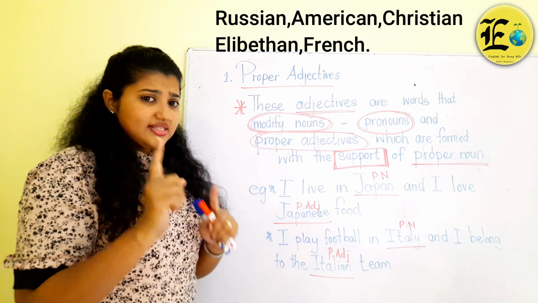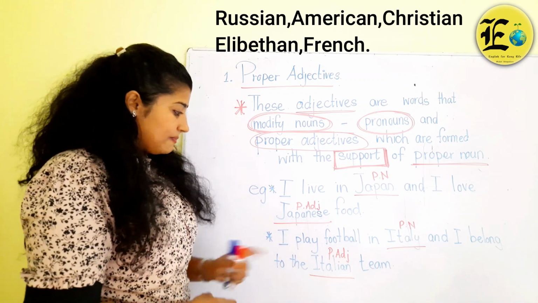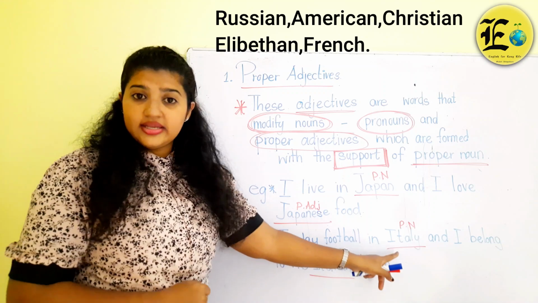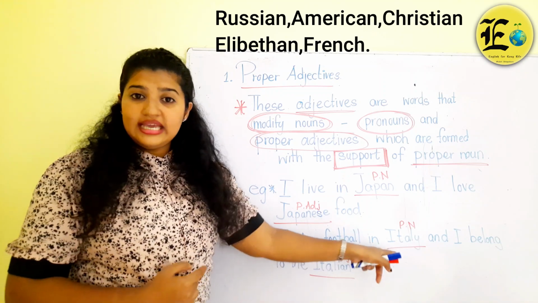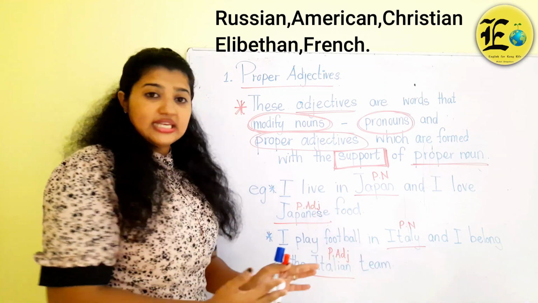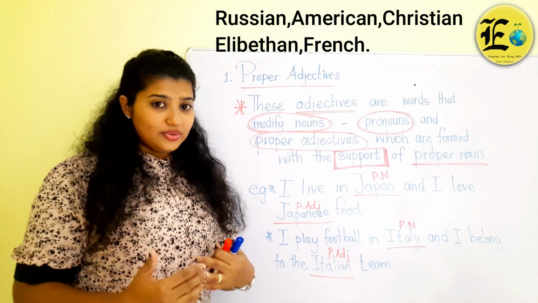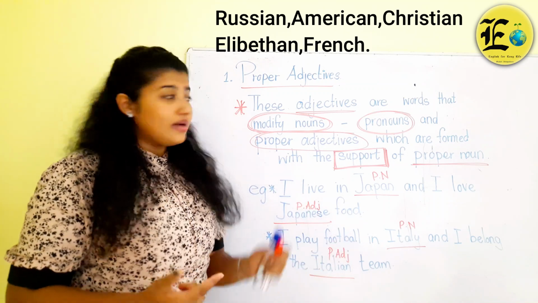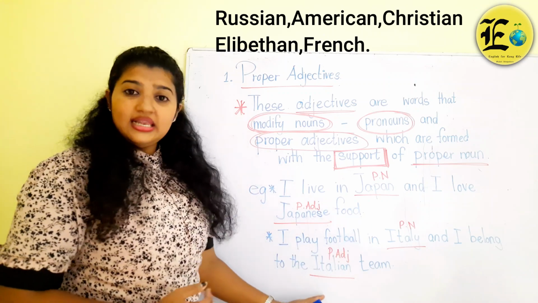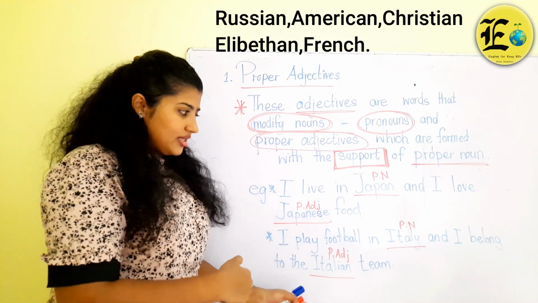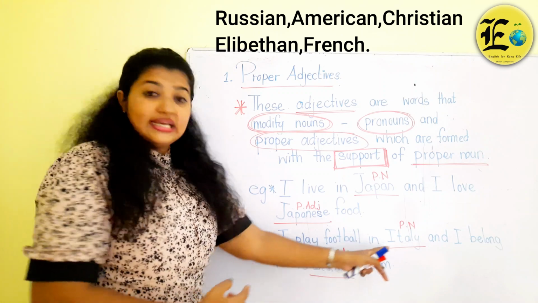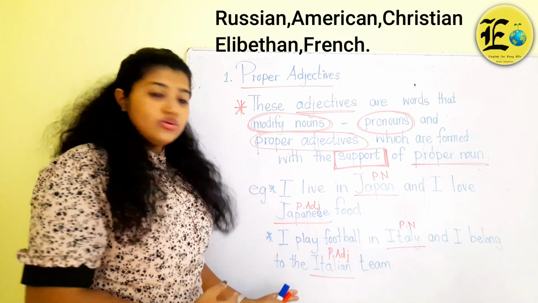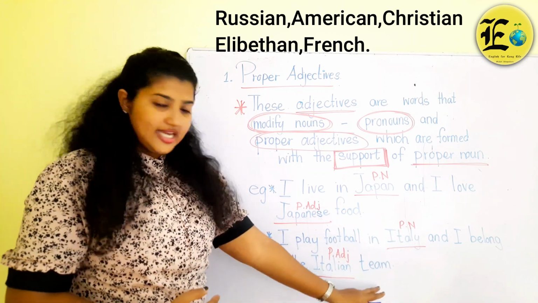So let's have another similar example. I play football in Italy. The first part of the sentence contains a proper noun, and that is Italy. And the second part includes a proper adjective, which is Italian. So have a closer look. I play football in Italy and I belong to the Italian team.